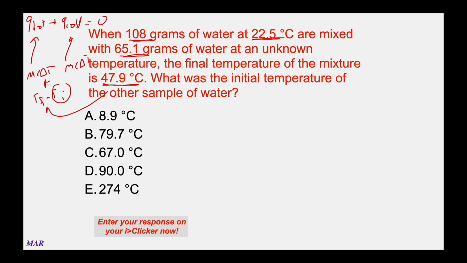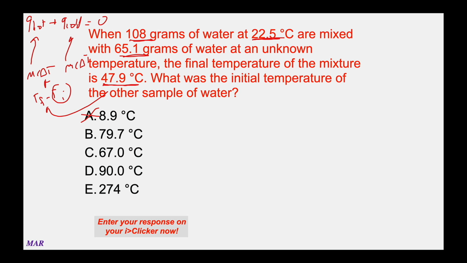Okay, at this point, I'm assuming you've tried the problem and you want to check your answer, which is fantastic. So Q cold plus Q hot equals 0. That's thermodynamics saying no heat can be created or destroyed. We know that we've got something cold, the 22.5 degree sample, and we've got something hot, and they're coming together to make something warm, 47.9. So our final answer for the initial temperature of the hot is going to be larger than 47.9. 8.9 does not make any sense here because that would be colder even than 22.5 Celsius. That doesn't make any sense.